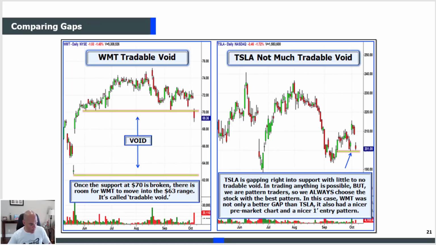Now, only a couple more few slides left, guys, all right? Bear with me. Now, comparing gaps real quick. I'm not going to get into this, but it relates to multiple time frames. So at Walmart, guys, the stock gaps down near the $70 range. This stock has void below, from 70 down to the gap here around 63. So I don't know what the 2 minute looks like. I don't know what the 5 minute looks like, but this is something that I will keep on my list and wait for a lower time frame entry, because this gap has tradable void, right?